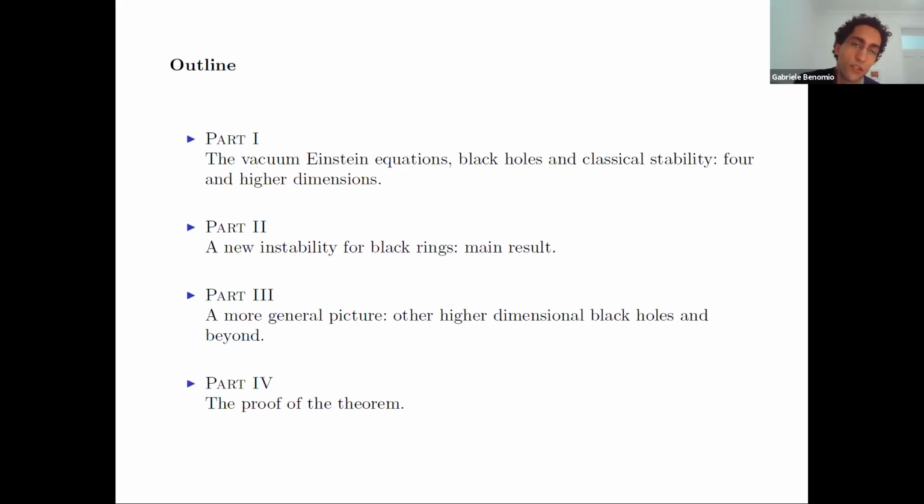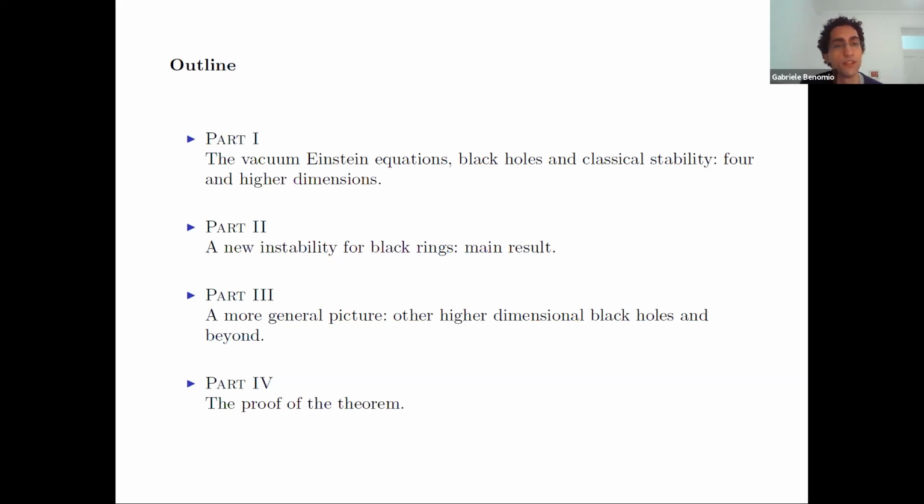To better understand these novel aspects of higher dimensional general relativity, in the second part of the talk, we'll focus on a particular family of unstable stationary vacuum black holes in higher dimensions. This family is known as the family of black rings. I briefly review some of the known instabilities for this family, and then I claim the existence of a new instability for black rings and describe its main features.